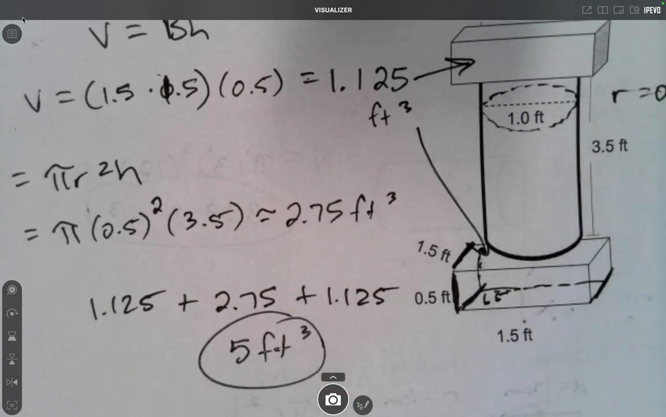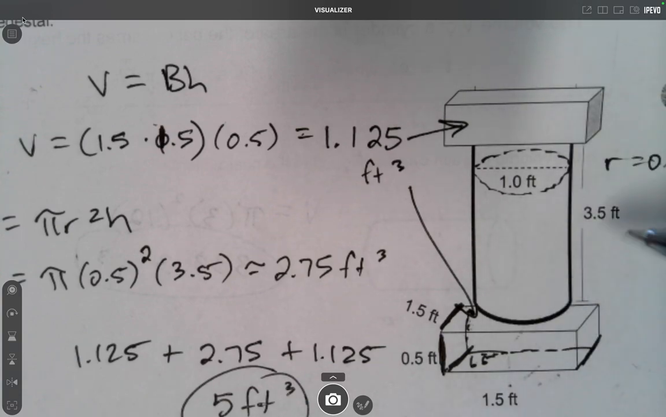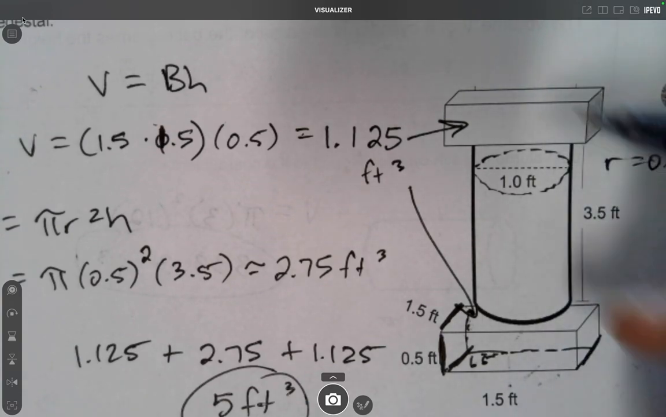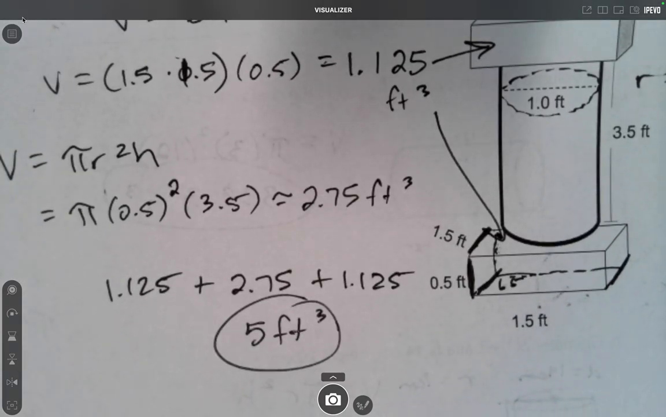So this little pedestal is going to support a sculpture that will go on top of it. This is not the sculpture, in case I said that earlier. This is the pedestal the sculpture will stand on. This pedestal, its volume is 5 cubic feet.